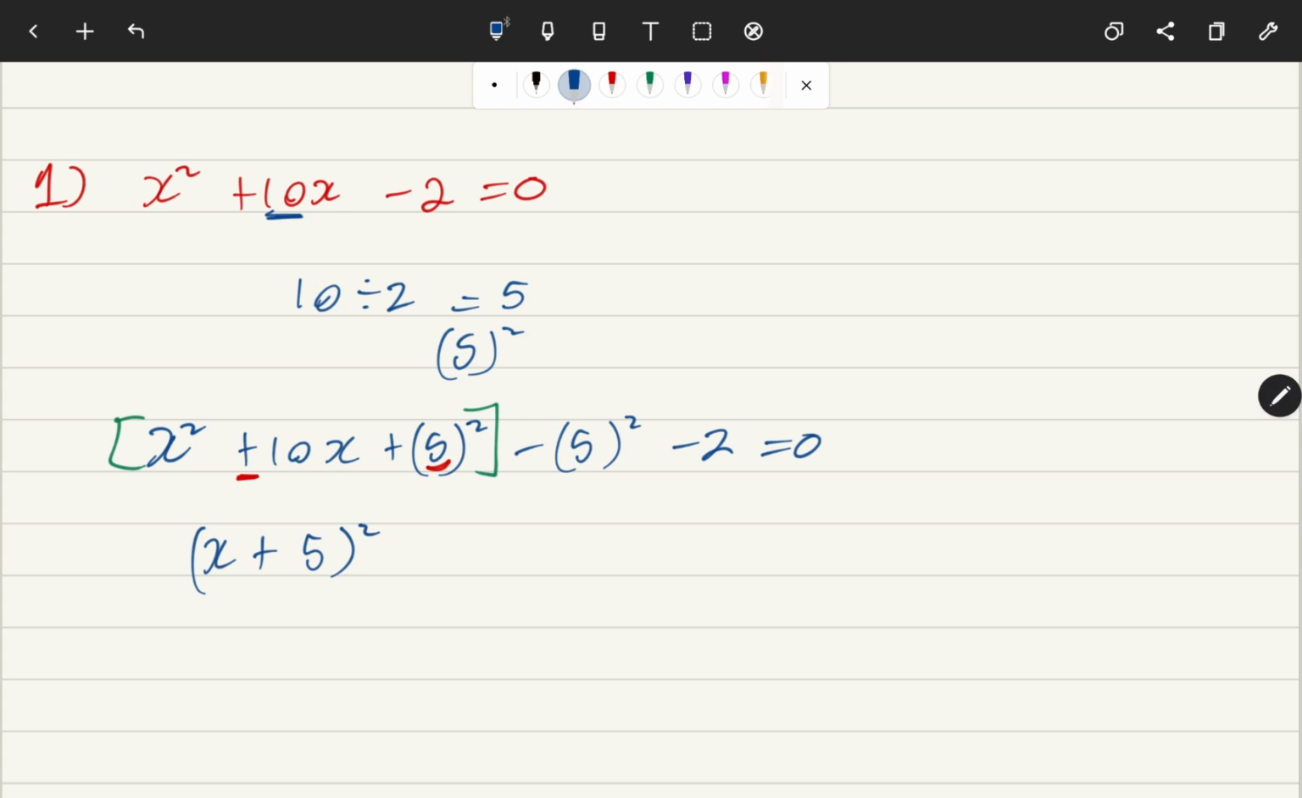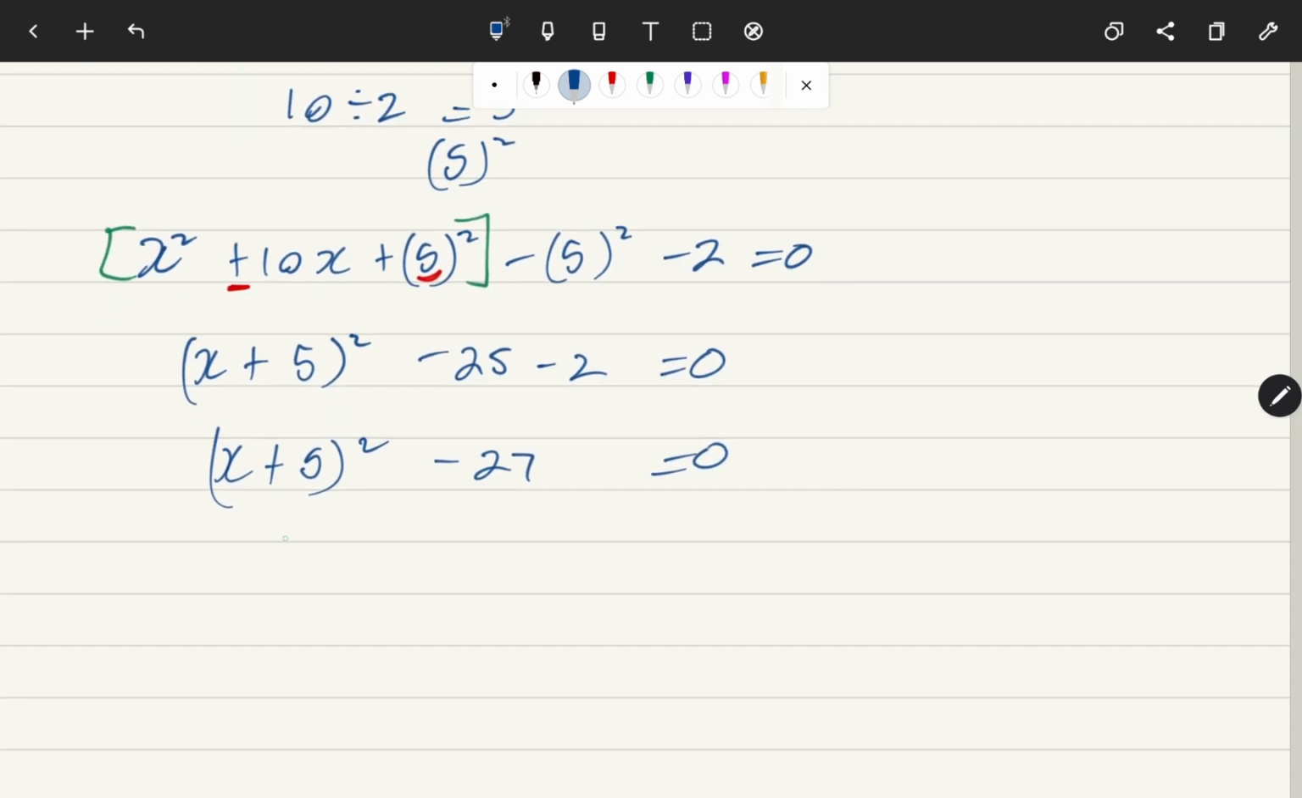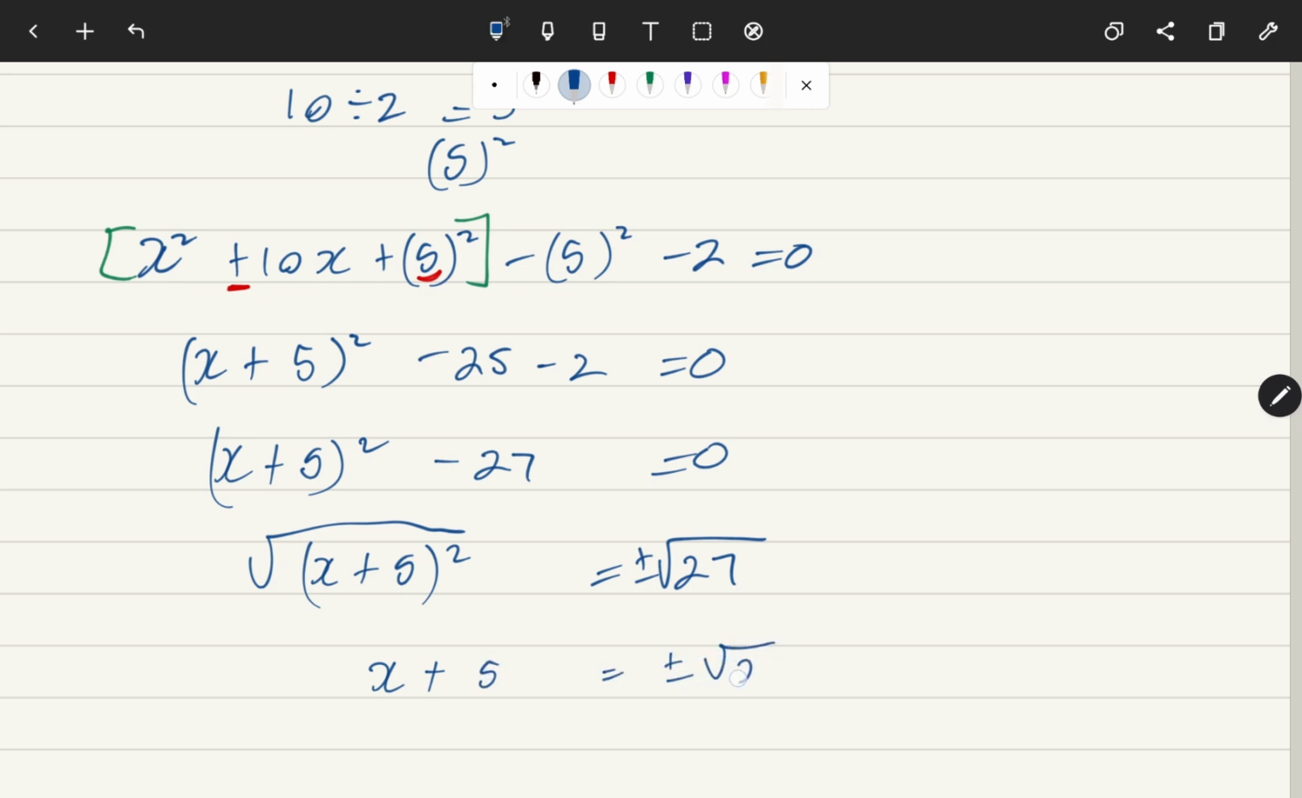Now with the one outside, it is minus 25 minus 2, so we have x plus 5 all squared minus 27. Right? Now let's just use the first method. It's going to be squared equals 27. Now square root, plus or minus square root, and now we have x plus 5 equals plus or minus square root of 27.